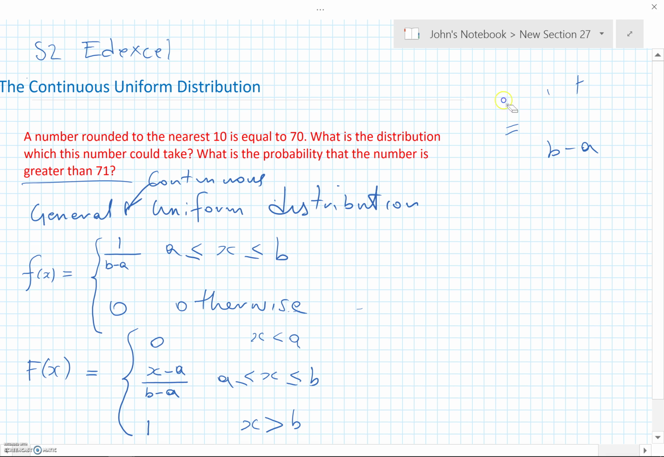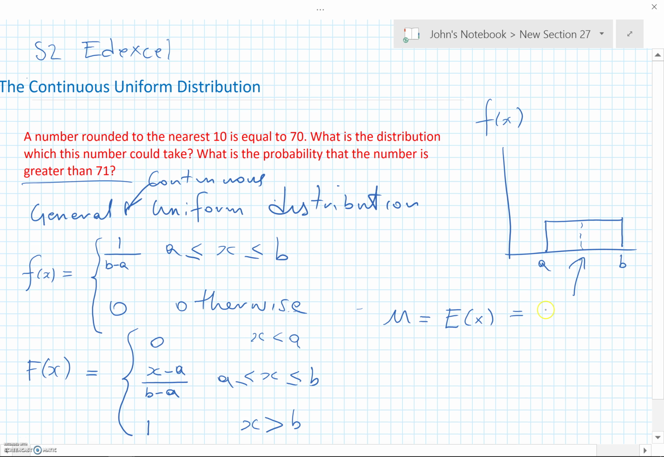Before we go, let's talk about the mean and variance. Let's go back to the PDF of it again, draw the PDF back up. Now, it's pretty obvious that the mean, because of symmetry, is going to be here, halfway between the two. So the mean, E(X), or mu, same thing, is the average of these two, so that's (b plus a) over 2.